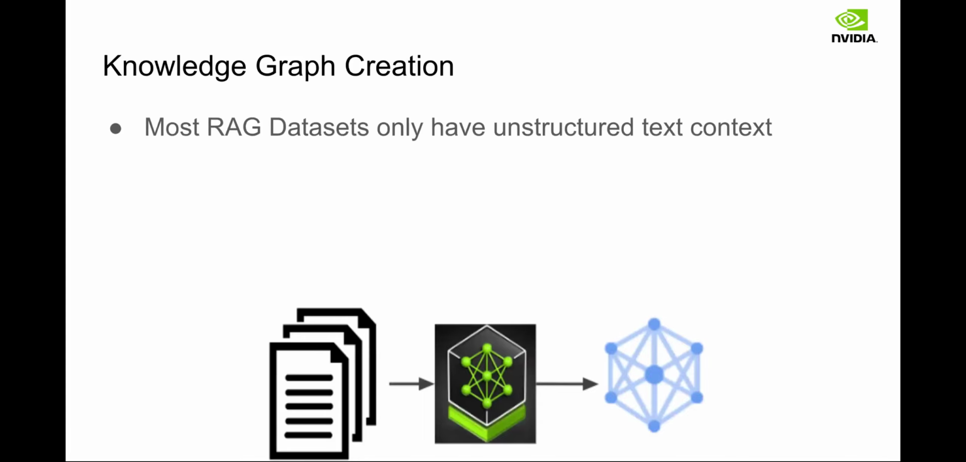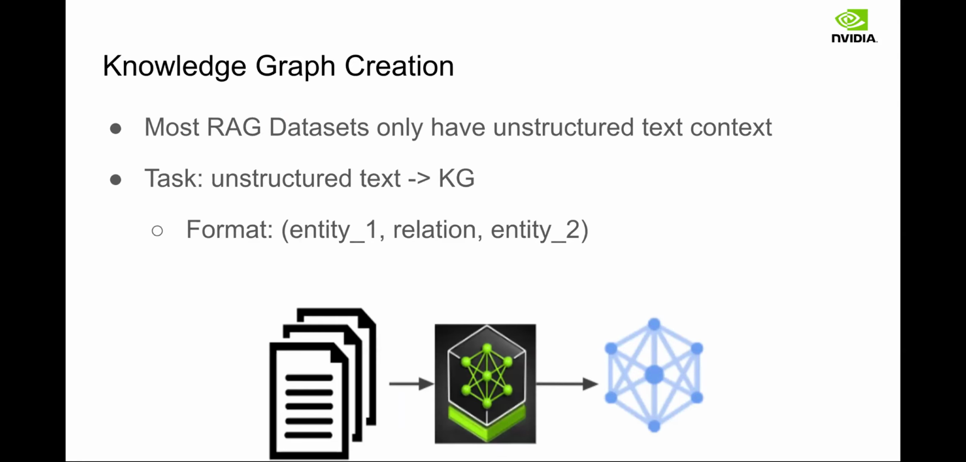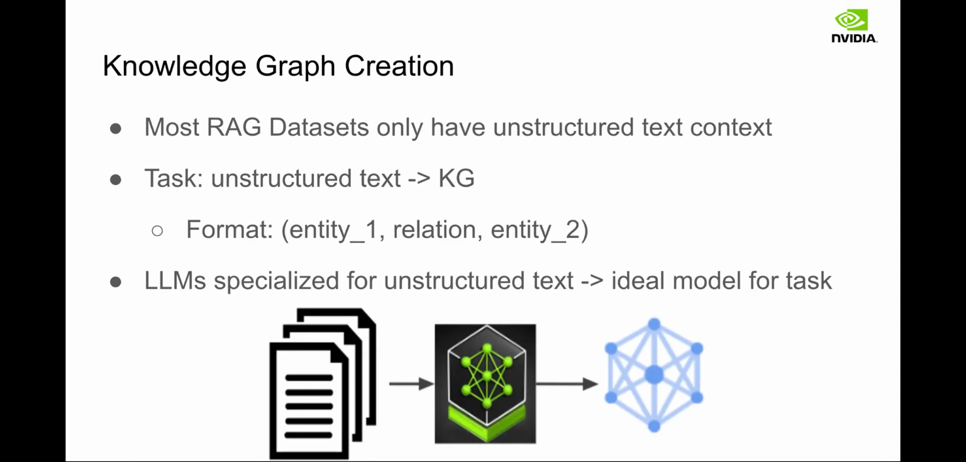Most RAG datasets only have unstructured text context. As such, there's often an additional task where we must convert unstructured text into a knowledge graph. Our existing PyG framework uses the simple KG format of triples of entity, relation, entity. As mentioned before, LLMs are specialized for handling unstructured text, so they are the ideal model for this task.